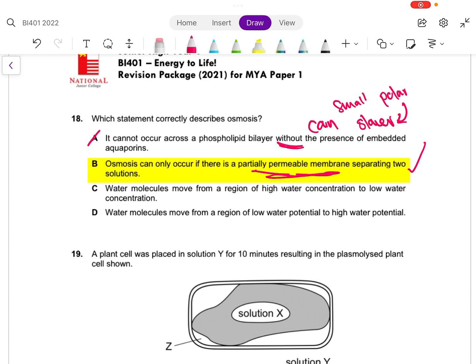C. Water molecules move from a region of high water concentration to low water concentration. This is not true because we don't say water concentration. Concentration is used to describe the amount of things dissolved in water, like sugar or salts. Water does not in itself have a concentration. Instead, you should be using the word potential. D. Water molecules move from a region of low water potential to high water potential. This is not true. It moves from high to low, not low to high. So D is also wrong.